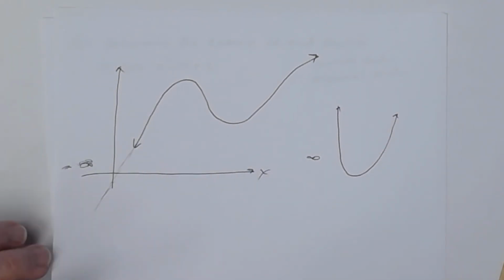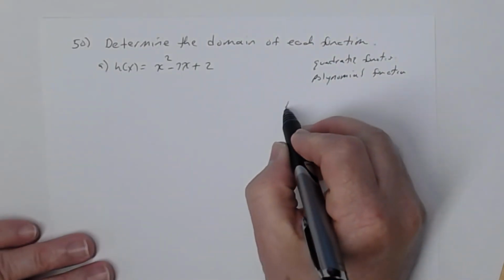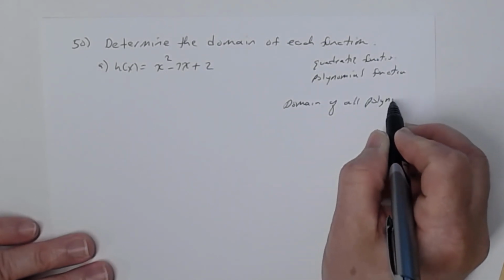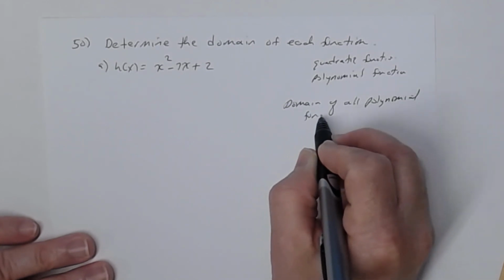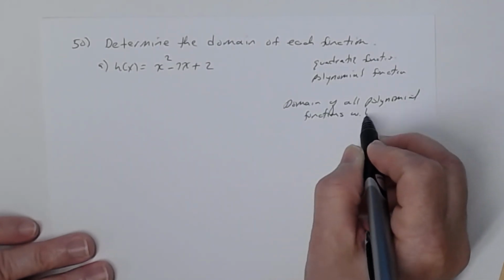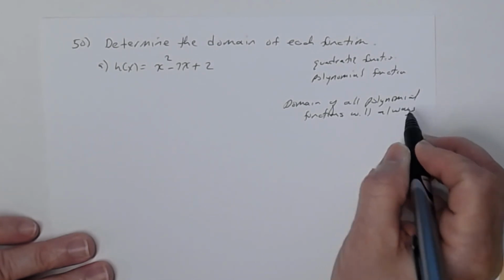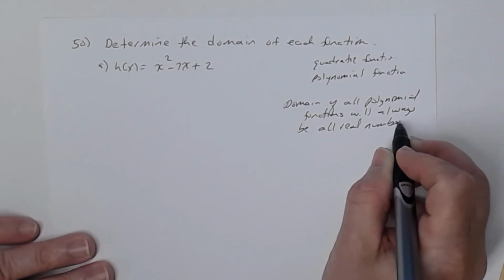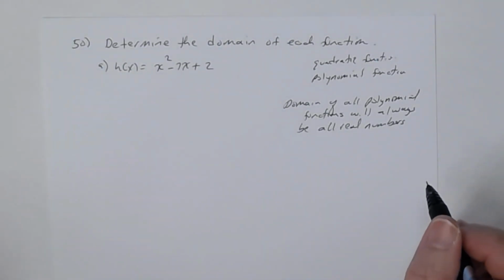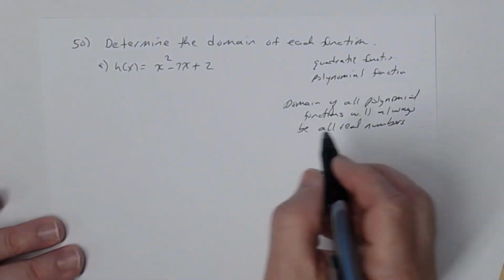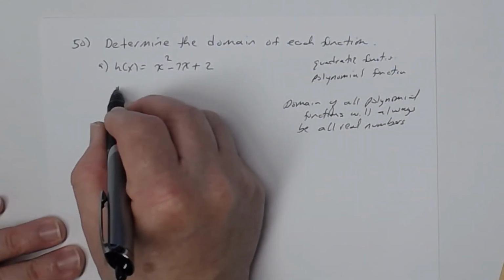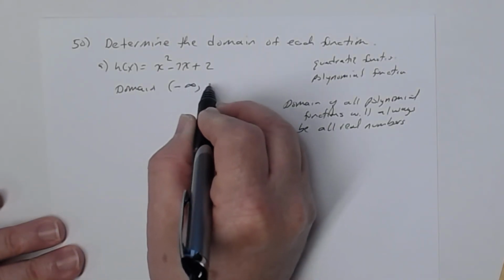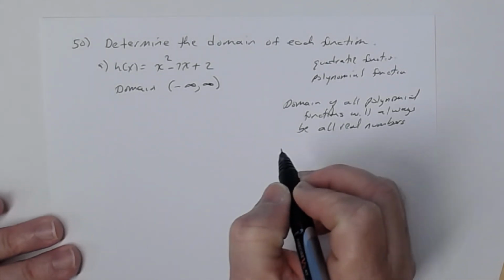So the domain of all polynomial functions will always be all real numbers. Now, in terms of interval notation, which is what you're going to use, you'll say negative infinity to positive infinity. And so that's your domain.